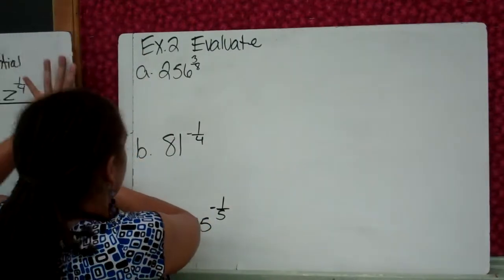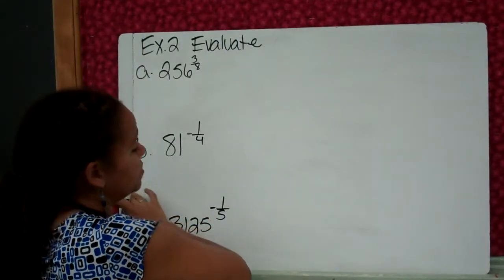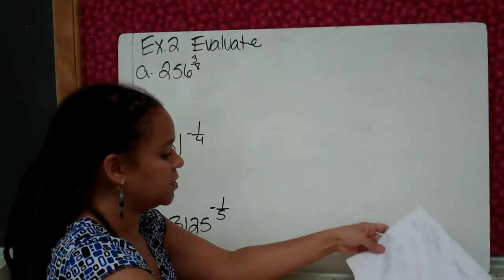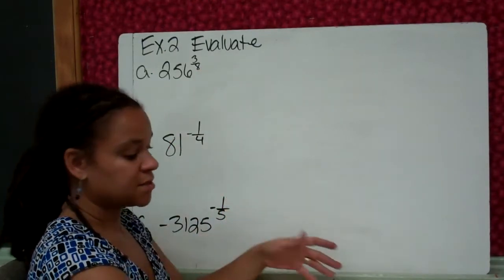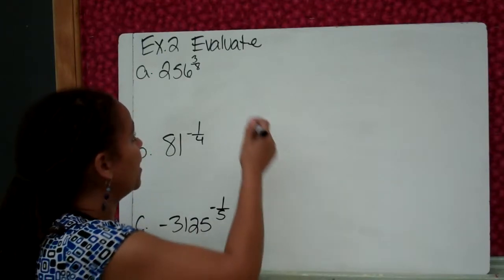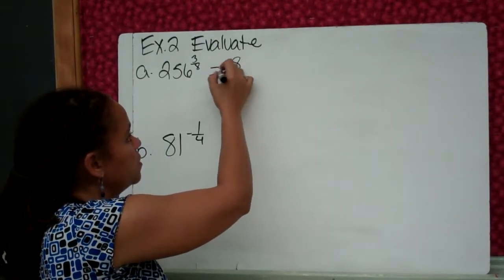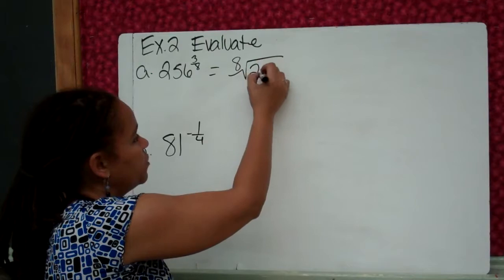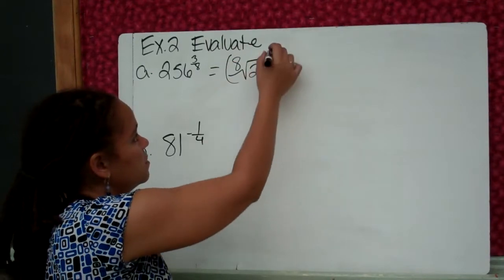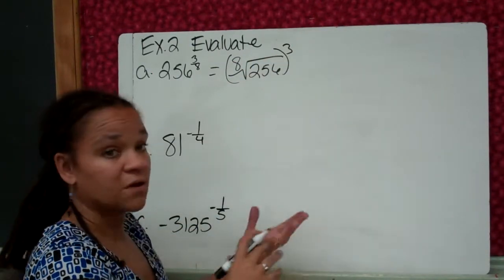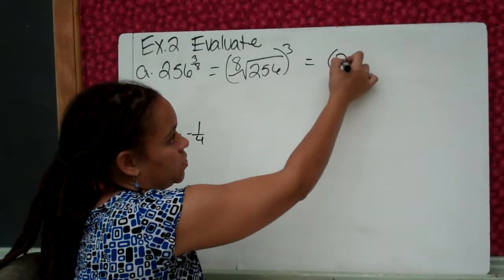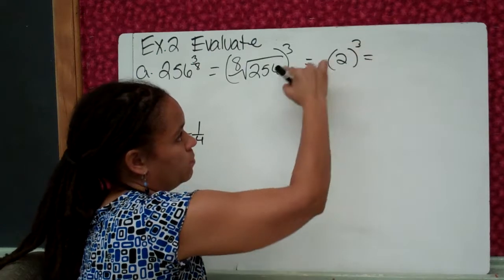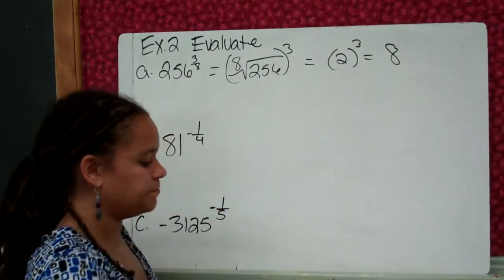All right. Example 2. Now let's use this and actually evaluate some functions. So 256 to the power of 3/8. Another way to look at that is the 8th root of 256 cubed. So the 8th root of 256, if you use your calculator, you would find out that that's 2. And if you cube 2, you end up with 8.